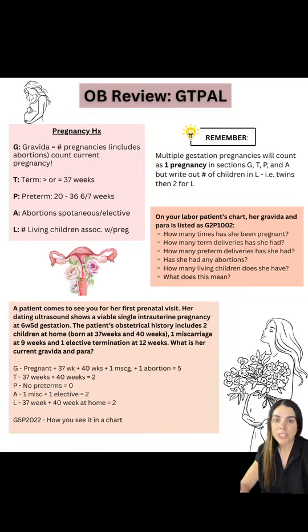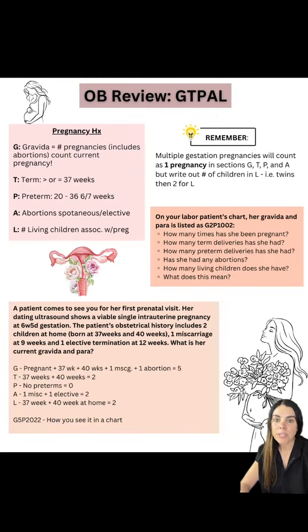On your patient's chart, her gravida and para is listed as G2P1002. So G2, how many times has she been pregnant? She has been pregnant twice, once before and her current pregnancy because she's here. She's a labor patient. How many term deliveries has she had? Well, that first number after the P is term. So that means she's had one pregnancy.